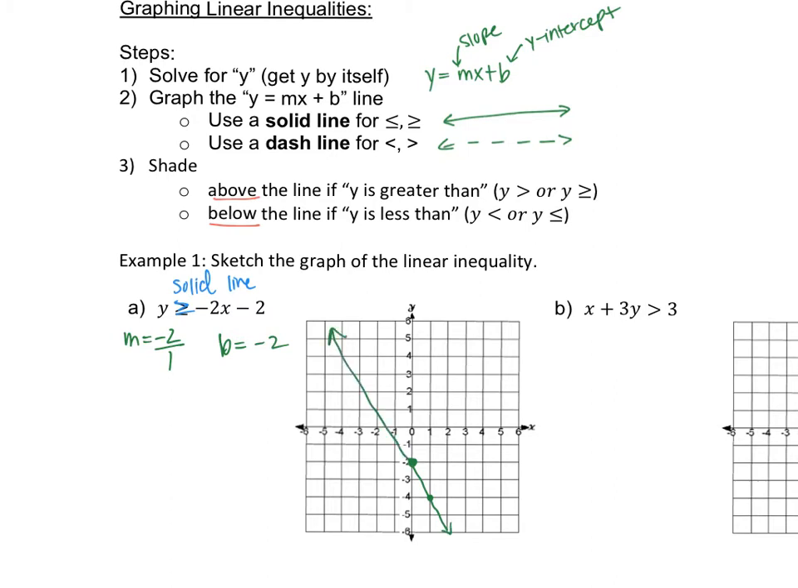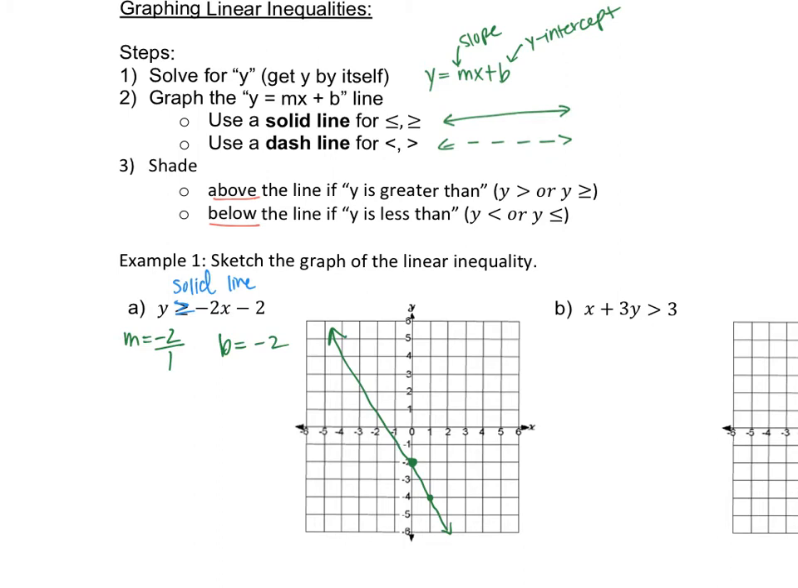Okay? From here, we're going to do step 3, which is the shading part. So grab your highlighter or your marker here. Let's grab like a pink color. I think that would be fun. With this part here, we need to check which way it's facing. Notice that this inequality is facing towards the y, so it's saying y is bigger or y is greater.